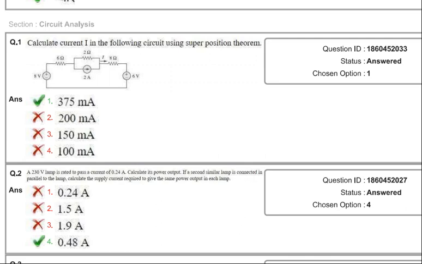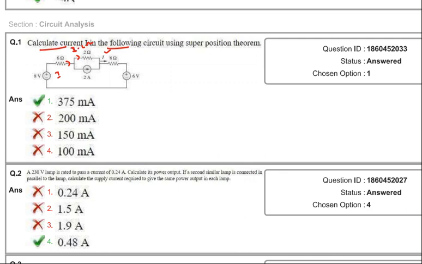See the first question: calculate the current in the following circuit using the superposition theorem. For this circuit, this is the current we have to calculate. What is the method we have to use? See here, 8 volts is applied here. So if I current is flowing, the same current will flow here as both are in series. 2 amps current is flowing here, so the remaining I minus 2 amps current will flow through the 2 ohms.